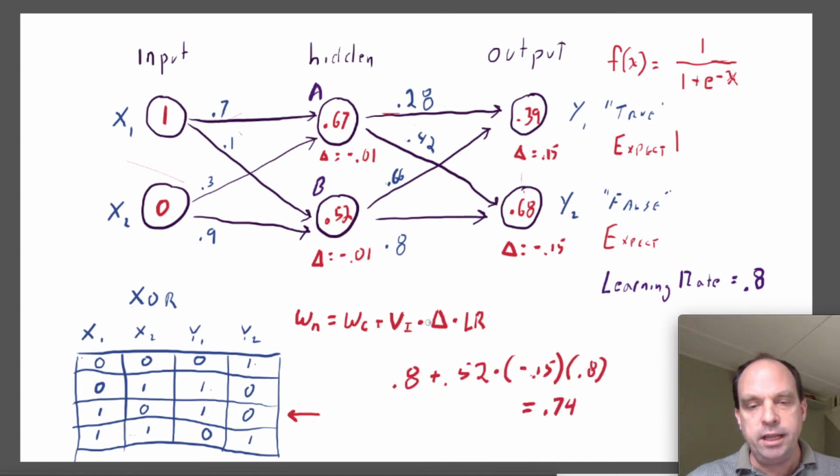It was 0.8. We take 0.8 plus the product of the value of B times the delta of Y2 times the learning rate, and we get a new weight of 0.74, which is in the right direction.